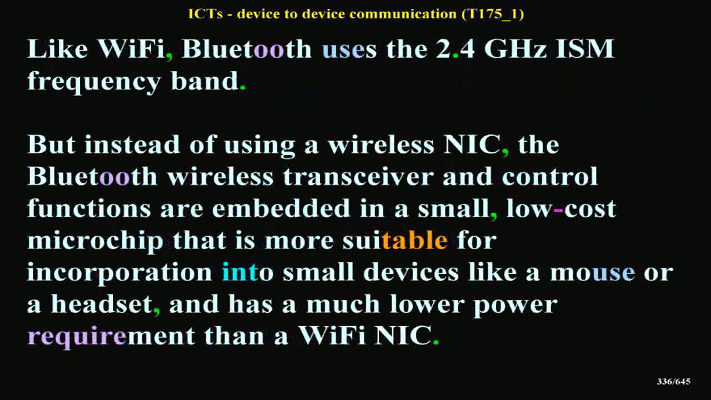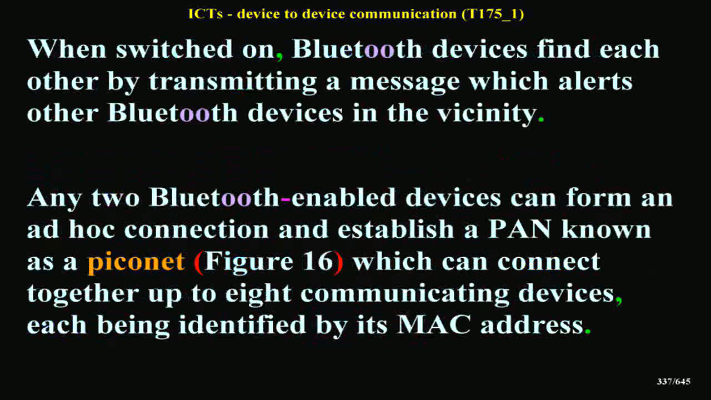But instead of using a wireless NIC, the Bluetooth wireless transceiver and control functions are embedded in a small, low-cost microchip that is more suitable for incorporation into small devices like a mouse or a headset, and has a much lower power requirement than a Wi-Fi NIC. When switched on, Bluetooth devices find each other by transmitting a message which alerts other Bluetooth devices in the vicinity.